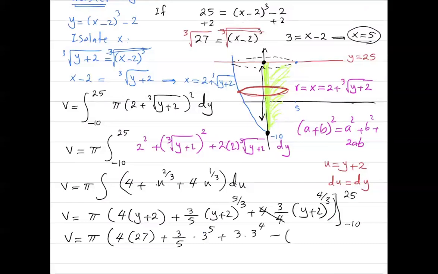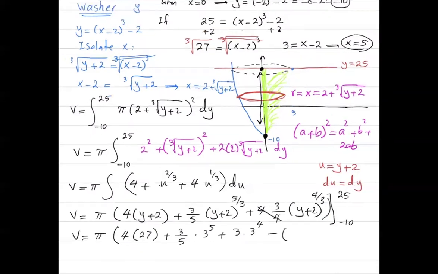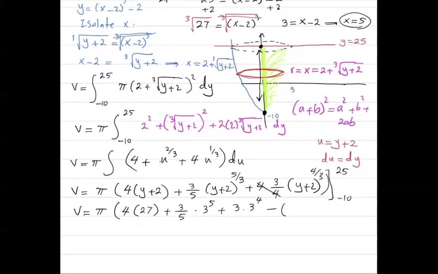Now plug in -10. So if you plug in -10 here, you get -8. And here, if you plug in, okay, good, we get -2 then. So you have plus 3/5 times -2 to power 5. And here you have plus 3, -10 plus 2 is -8. -8 is -2 to power 3. So 3 and 3 get canceled out, times -2 to power 4.